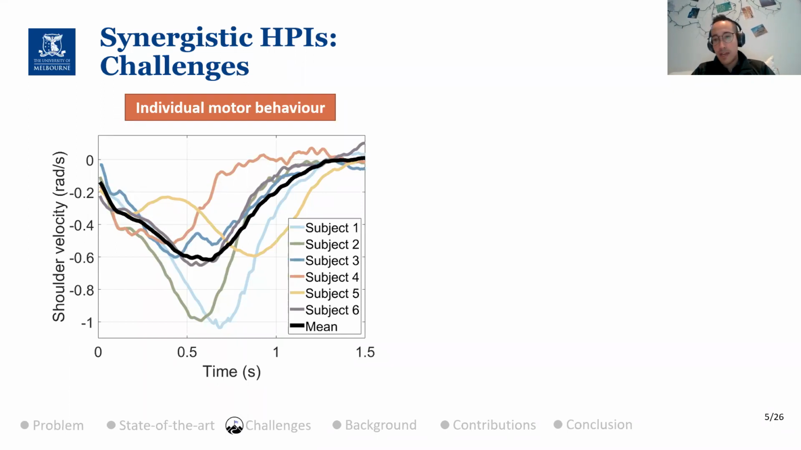Now the problem is that we have this wide variation in motor behavior among people.